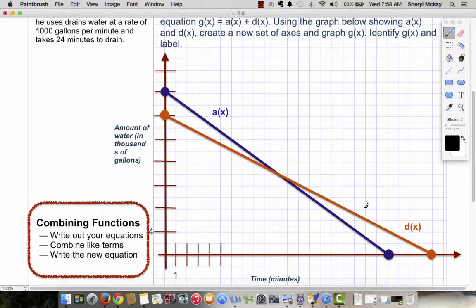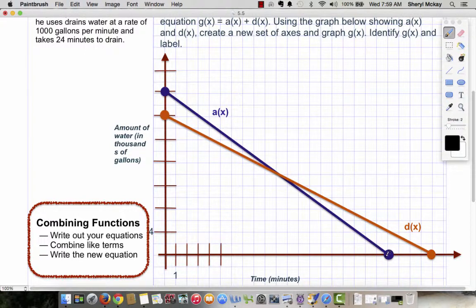So I noticed a few things. I noticed that Allie's pool has more water than Dane's pool. I also noticed that they're both decreasing. So the pump is working at a consistent rate and the water level is going down until they reach 0. There's no more water in the pool.